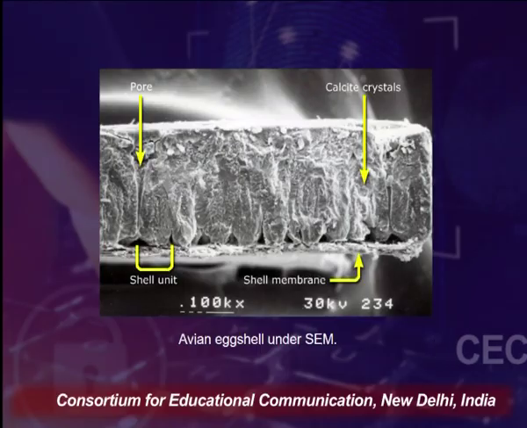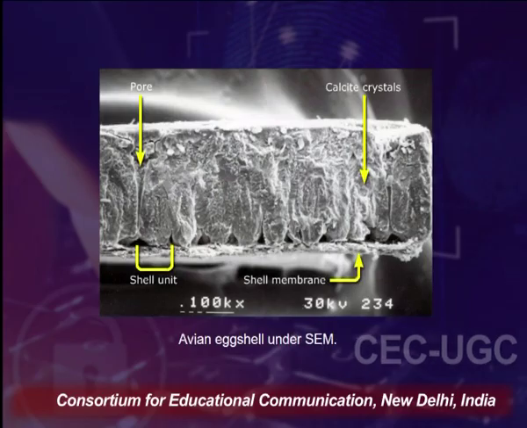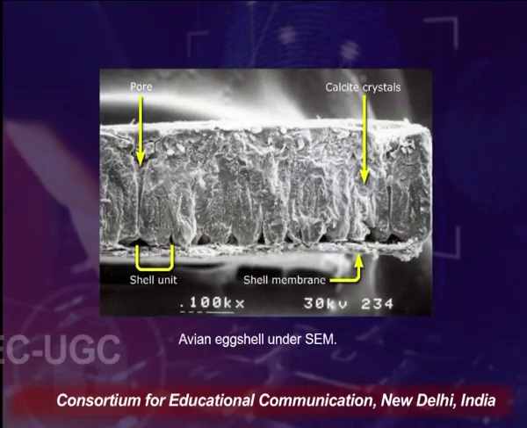So, if we see an avian eggshell under the SEM, different layers can be observed, which can help us tell that this eggshell belonged to some avian. We can see different layers under the magnification and we can identify the species using that.